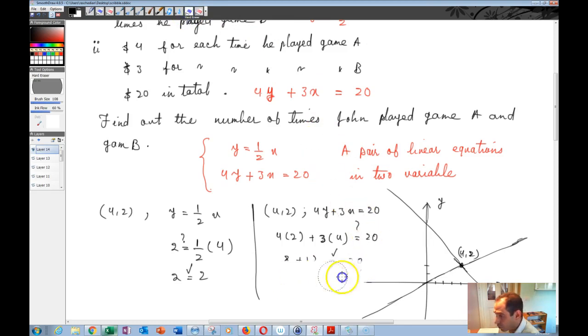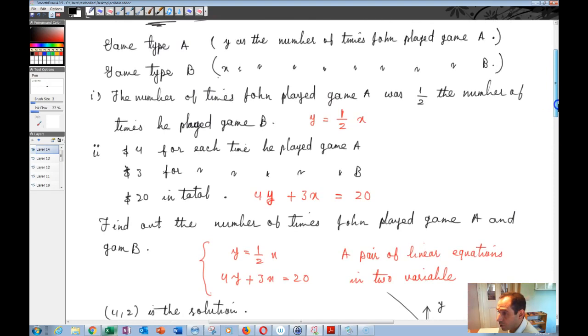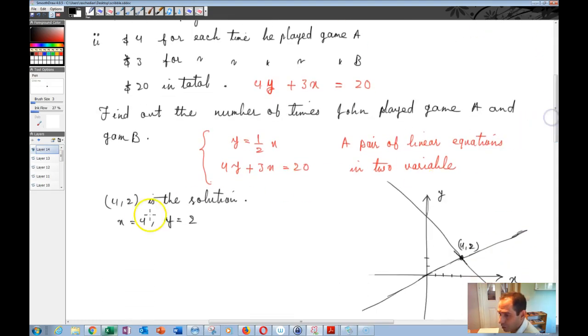Then what you can say about this whole situation is that basically 4, 2 is the solution of this pair of linear equations. So that means that your x is equal to 4 and y is equal to 2, right? So now what that means is that x was the number of times that John played game B. So that means that John played game B x times, or 4 times, and also John played game A 2 times.